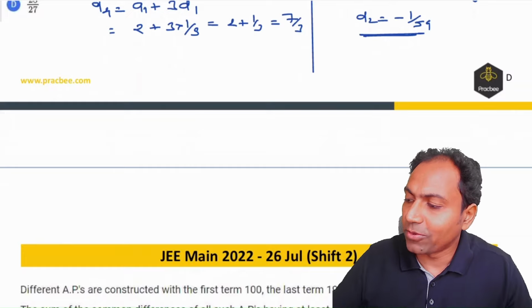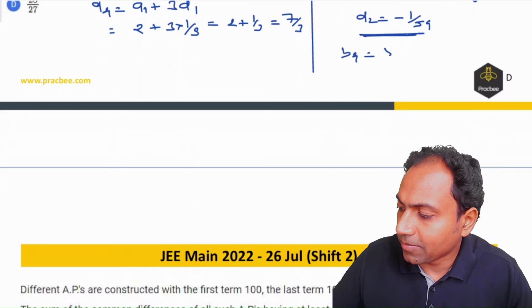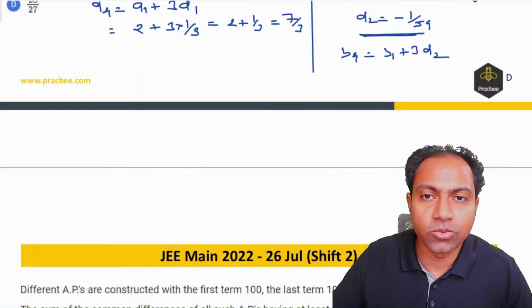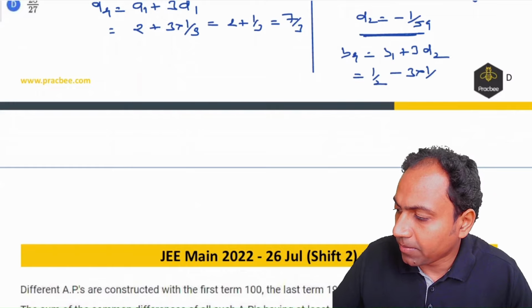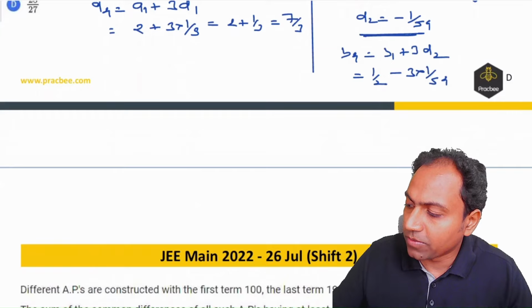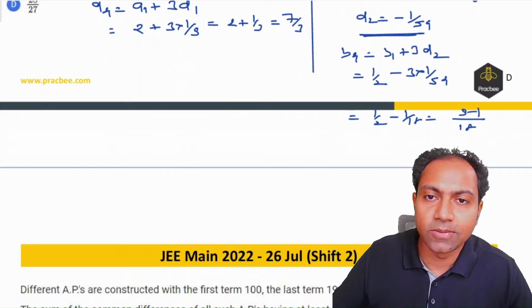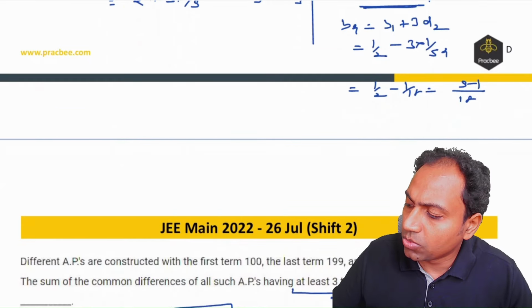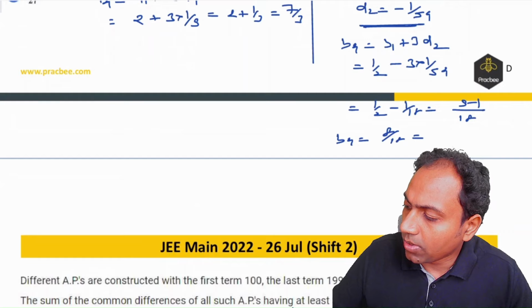Now once you have got the value of D2, we can find the value of B4 as nothing but B1 plus 3 times D2, and B1 was nothing but 1 by 2 and this D2 has come out to be nothing but minus 1 by 54. If I simplify, this becomes 1 by 2 minus 1 by 18. That comes out to be nothing but 9 minus 1 by 18. And if you simplify that, you get the value of B4 as nothing but 8 by 18 or 4 by 9.